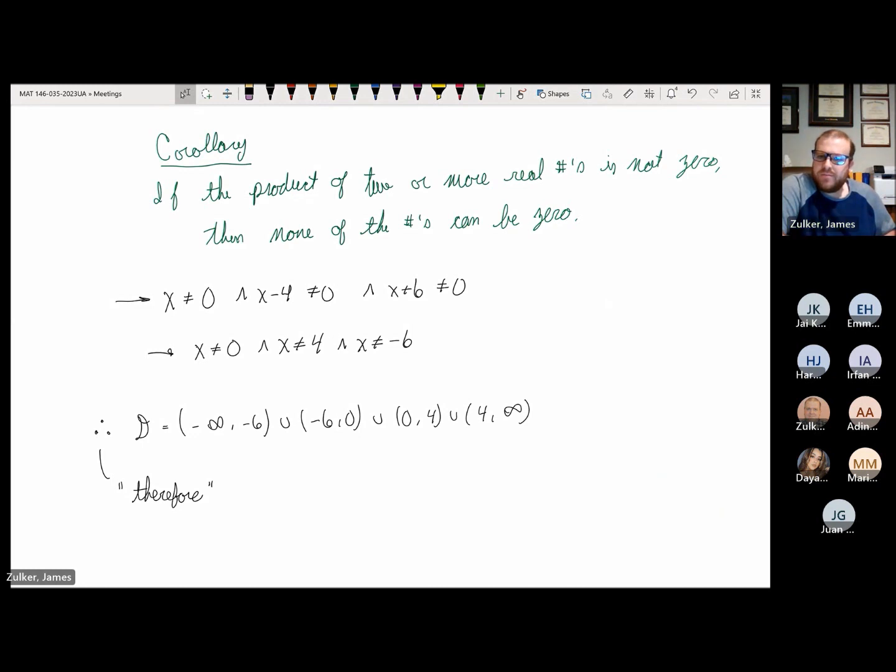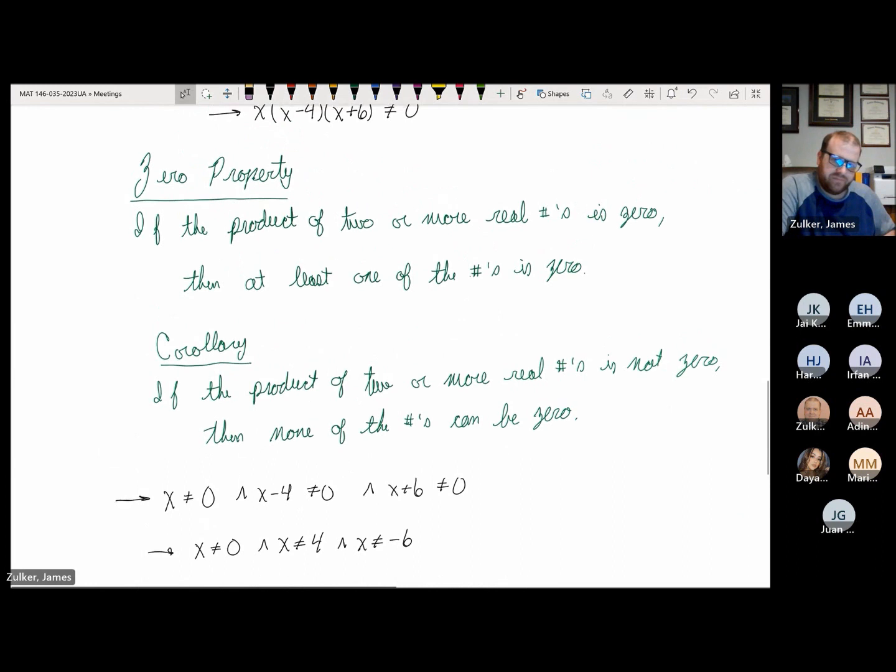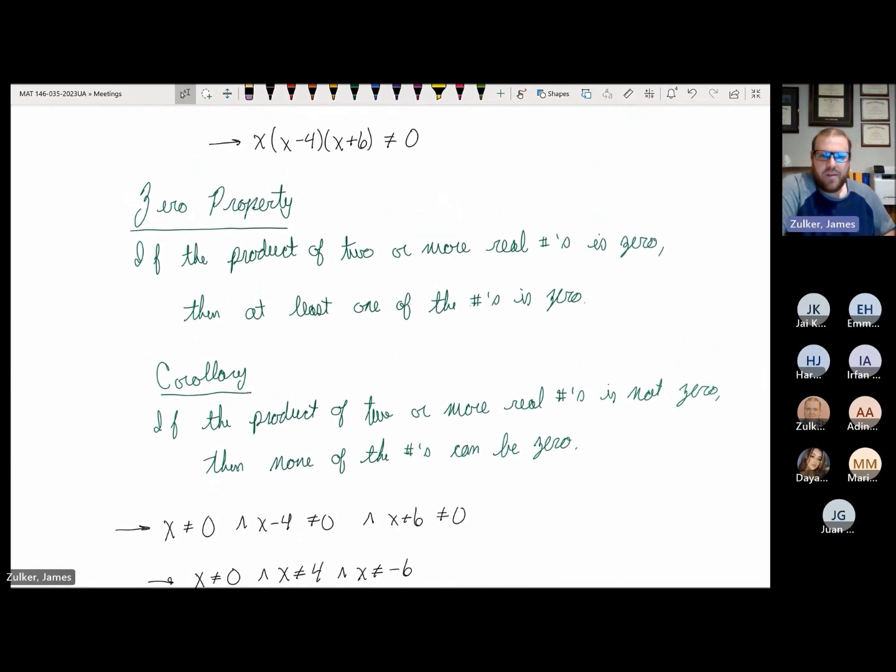The only way you can get a product of zero is if at least one of the numbers is zero. 0 will give you a 0 in here. 4 gives you a 0. That's from here, 4 minus 4 is 0. Same with negative 6. There's no other way that one of these is 0, is there? So those are the only three possibilities.